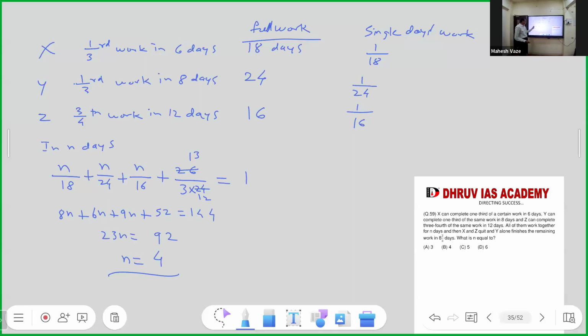So time and work. Okay. See, for time and work, you should be able to work fast with the fractions. Okay, finding out the LCMs, etc., addition, subtraction. Mainly addition and subtraction of the fractions. So here you get n is equal to 4. So this is option B.